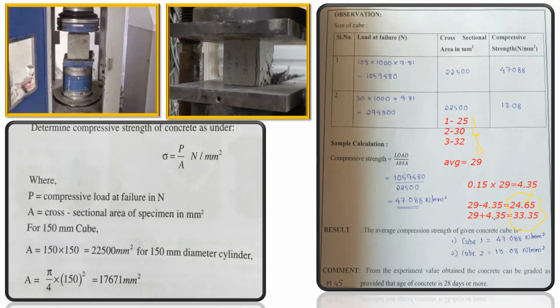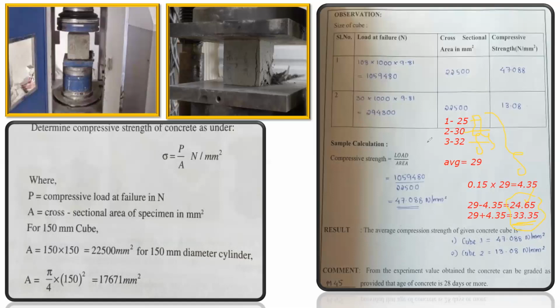Now we have done it for minus 15%. For plus 15%, 33.35, we should make sure none of the cubes gets a strength more than 33.35. So 25 is less than 33.35, 30 is also less, and 32 is also less than 33.35. That means whatever test we have done is good, and there are not many fluctuations in the values. Just in case there is a fluctuation, we have a separate criteria for that. We'll not get into that criteria. As of now, this much is enough.